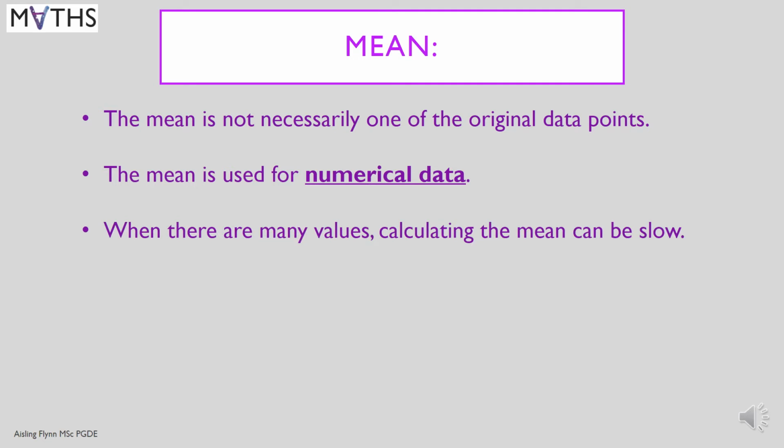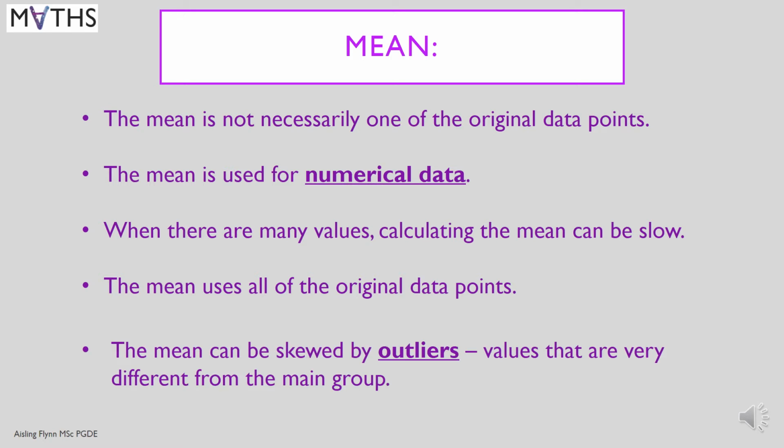When there are many values, calculating the mean can be slow. So that's a disadvantage of choosing to use the mean. If you have hundreds and thousands of numbers, calculating the mean can be very slow. And the mean uses all of the original data points. This is good in many ways, but that means that the mean can be skewed by outliers. Outliers are values that are very different from the main group. On the next slide we have an example of how that can happen.